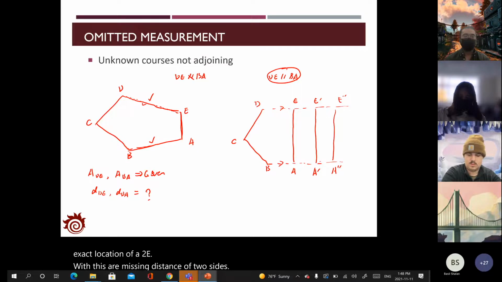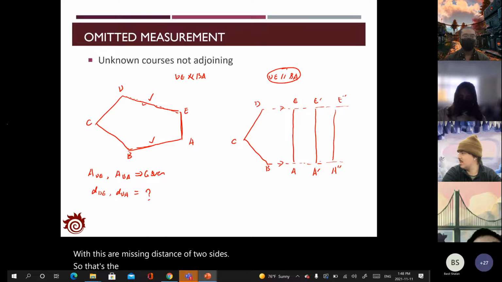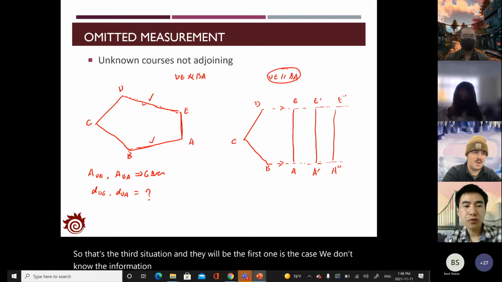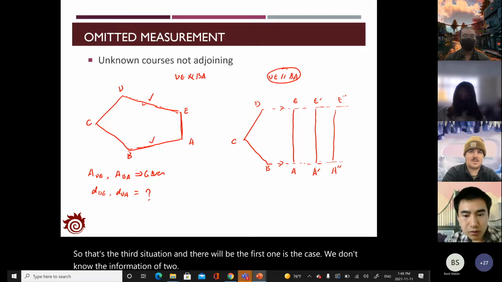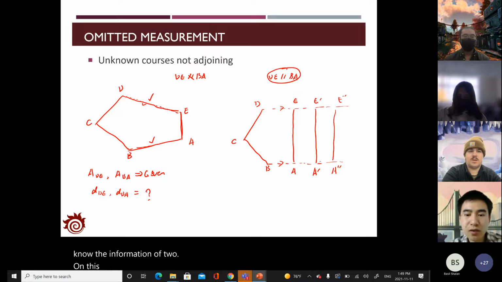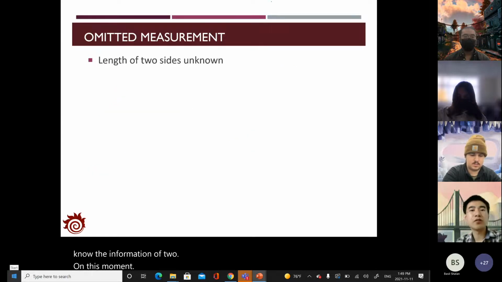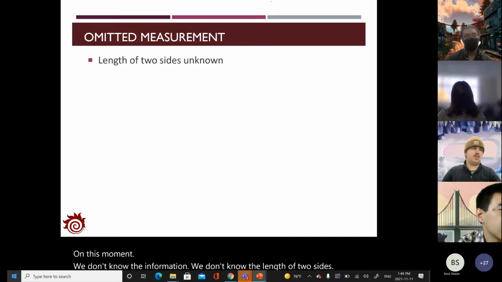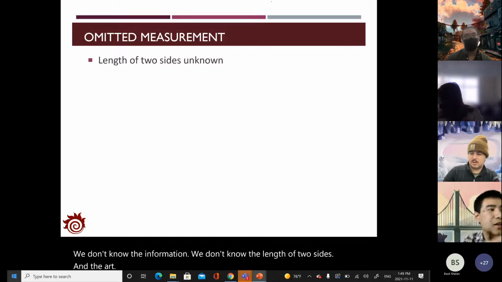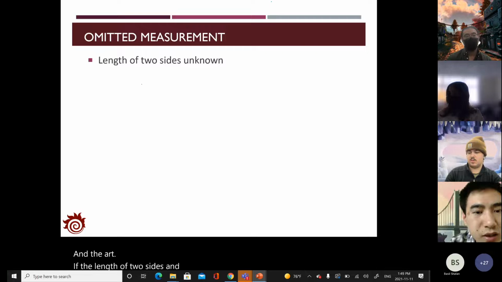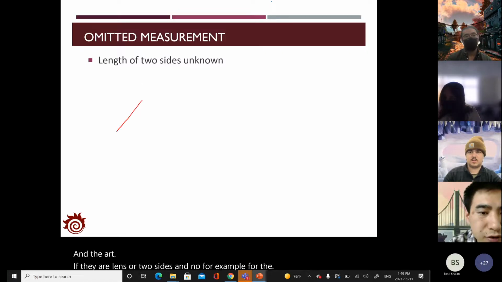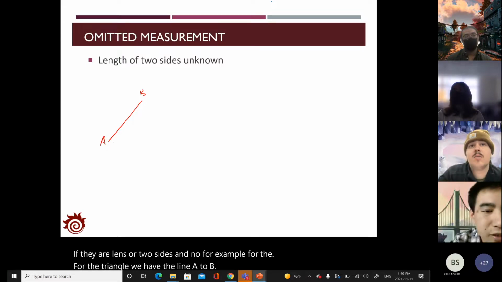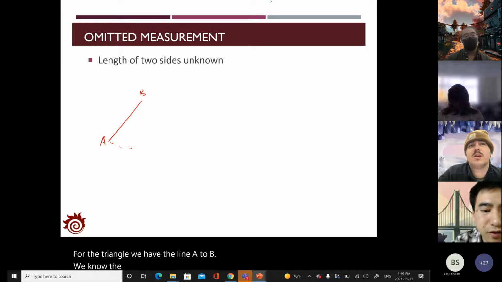So that's the third situation. The first one is the case where we don't know the length of two sides. If the directions are known, for example, for the triangle, we have the line A to B. We know the directions of two lines.